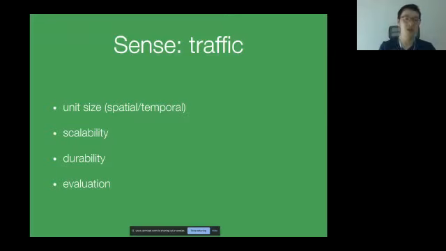And we also need to handle a lot of scalability and durability issues. Our system for traffic handles almost 1 million queries per second. This is the scale we need to handle because so many systems are relying on our traffic data. So a million per second is the scalability level we need to handle.